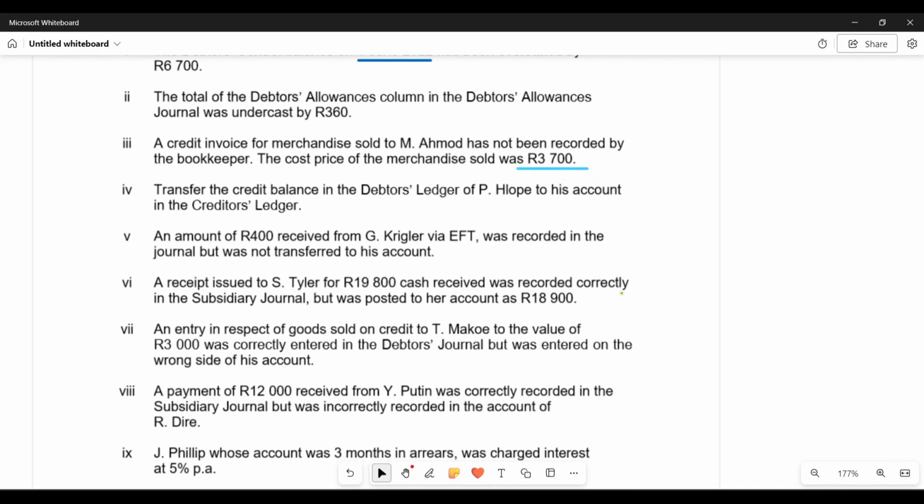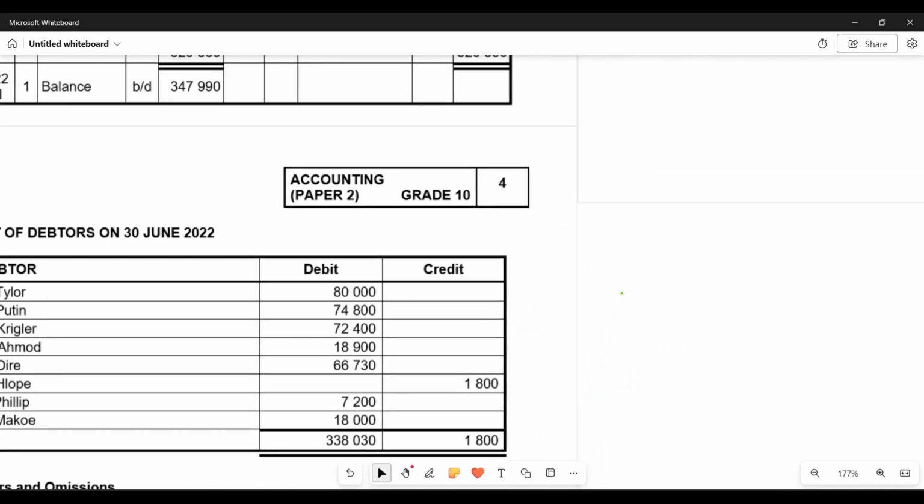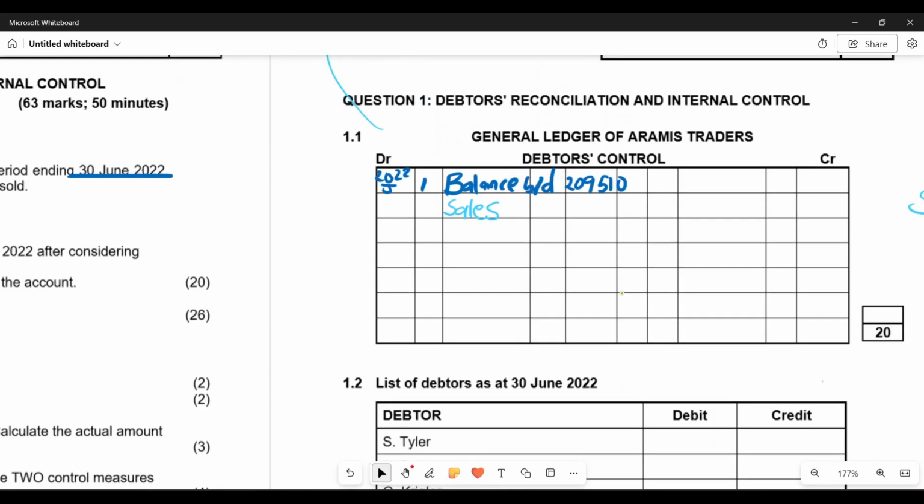Now, if they say something was recorded correctly in our subsidiary journal, what is our subsidiary journal? Our subsidiary journal in this instance is our debtors control ledger account. So if they say it was recorded in the subsidiary journal, it means that in the debtors control account, they took it into consideration. The adjustment you would need to make is the adjustment on your debtors list, right?